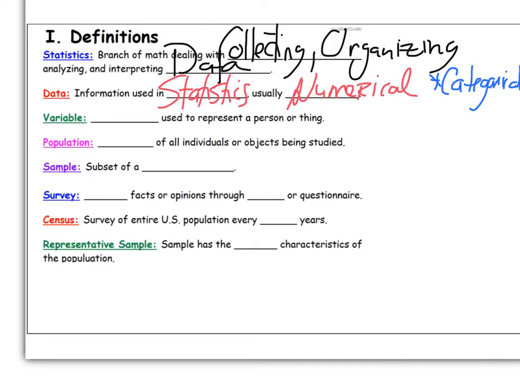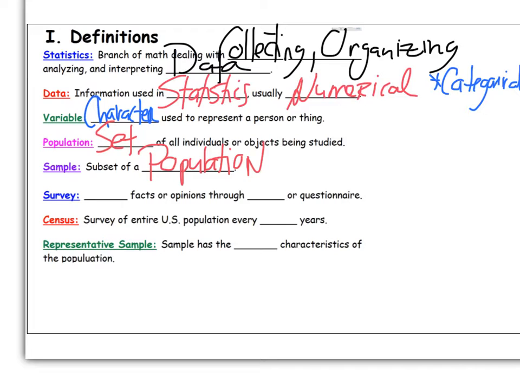A variable then, just like it is in algebra class, is a character that's used to represent a person or a thing, and we do use variables in statistics. A population is just a set of all individuals or objects being studied, so it's everything. Whereas a sample is a subset of a population. So maybe our population, for example, was the entire high school, and I just took a sample of the 8th graders. So that would be a subset of our entire population.